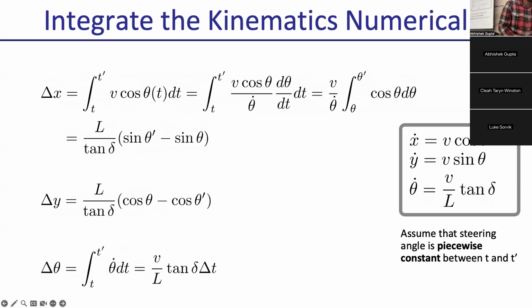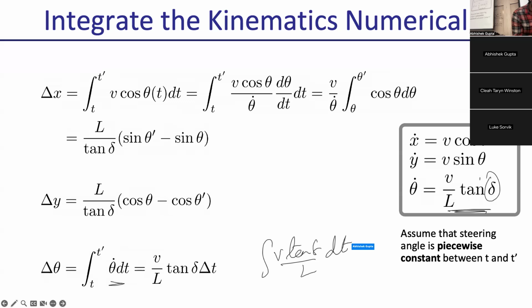And then the last one is what is delta theta, right? And delta theta is just going to be the integral of theta dot dt. Theta dot is v over L tangent delta. We assumed delta was constant, so all of that comes out. That's just going to be the integral of v tangent delta over L dt. All of this comes out, which means it's just v tangent delta over L times delta t. That's it, right? So this one is the easiest one. That tells you what delta theta is, right?